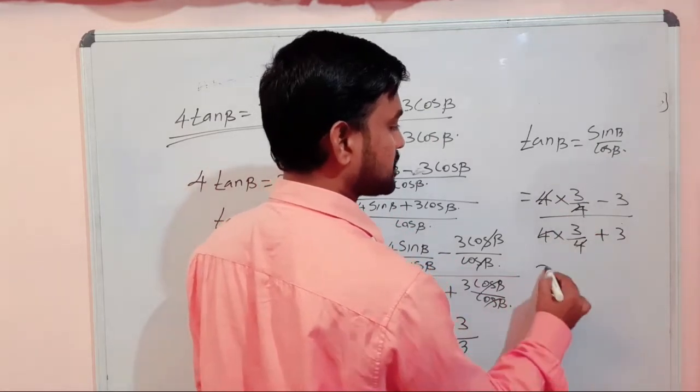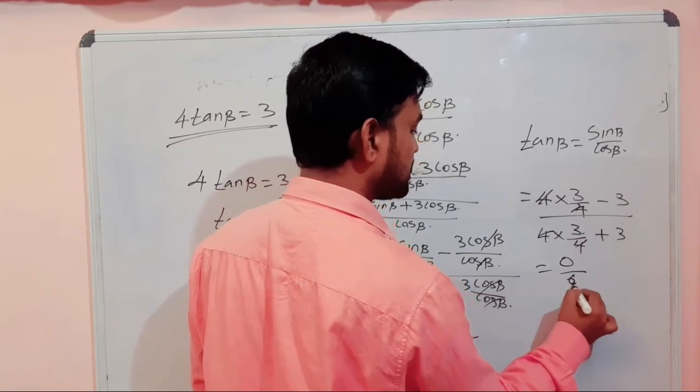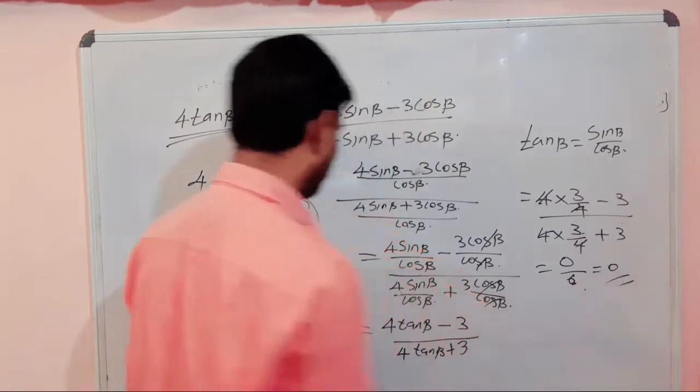This 4 will be cancelled. So 3 minus 3 is 0 and 3 plus 3 is 6. 0 by 6 means 0.